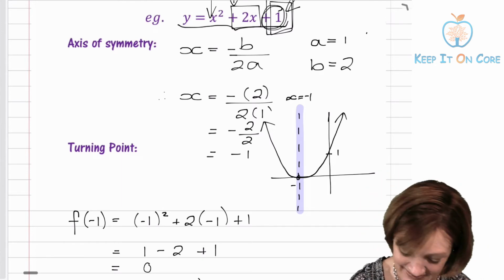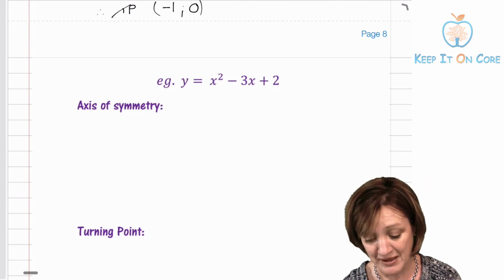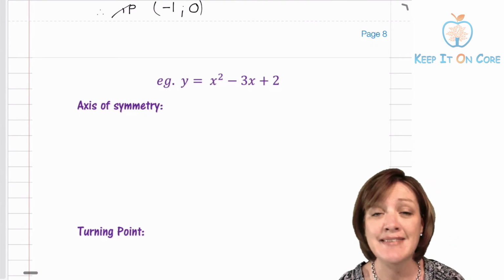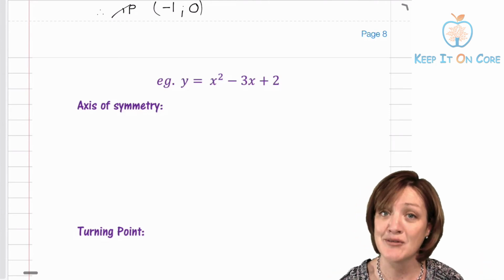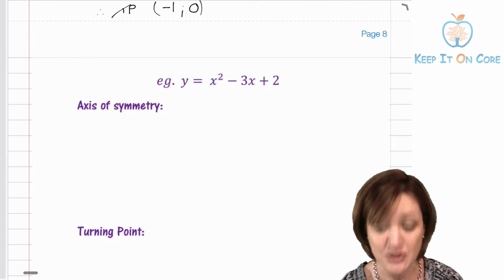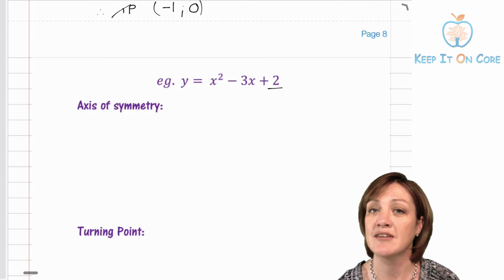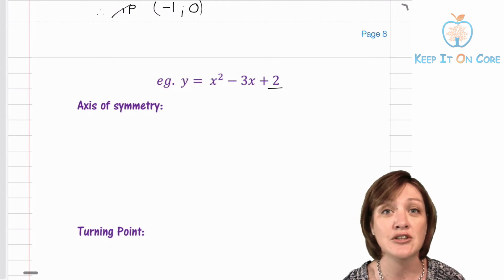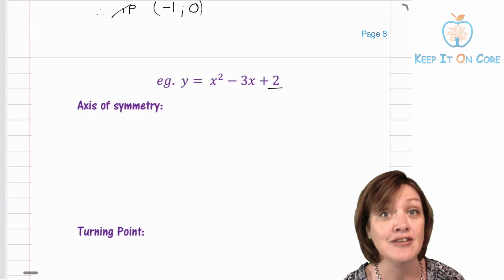All right. Let's try another example over here. We've got y is equal to x squared minus 3x plus 2. A quick assessment of that equation: I can see it's positive, so it's going to be a smiling graph because your x squared is positive. I know that it's going to pass through the y-axis at 2 because that's the constant term over there. What we need to figure out is what's the new axis of symmetry and what's the new turning point, which has been created by the fact that there's a horizontal shift.